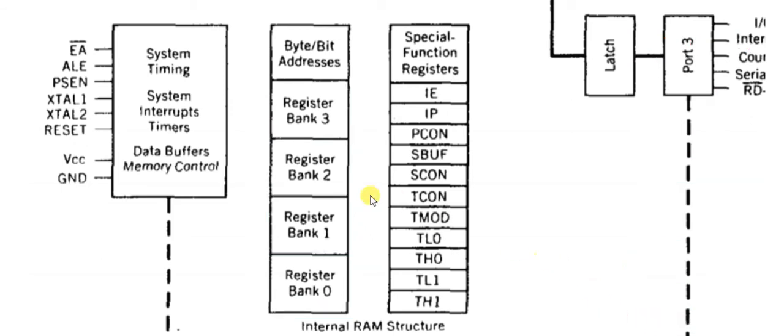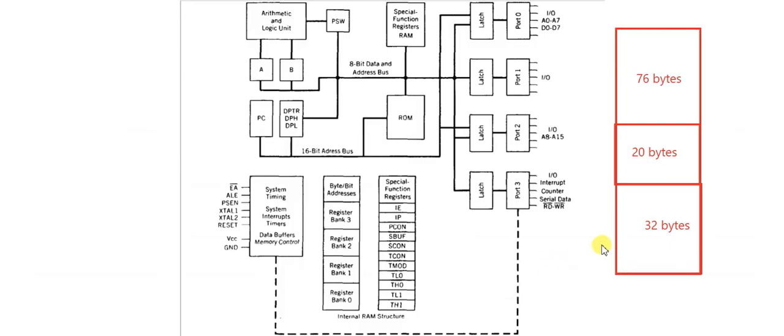So this is 32 bytes of memory. 32 bytes of memory are allotted to the bank registers.